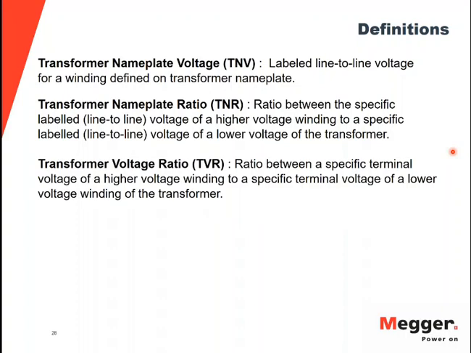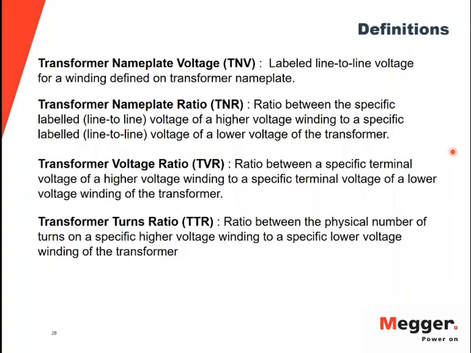Then we have another thing which is transformer voltage ratio. It's the ratio between a specific terminal voltage of a high voltage winding to a specific terminal voltage of a low voltage winding. And this is typically looking at the phase values, or one winding voltage to the other winding voltage. Then we have our turns ratio, which is the physical number of turns on the primary side to the physical number of turns on the secondary side.